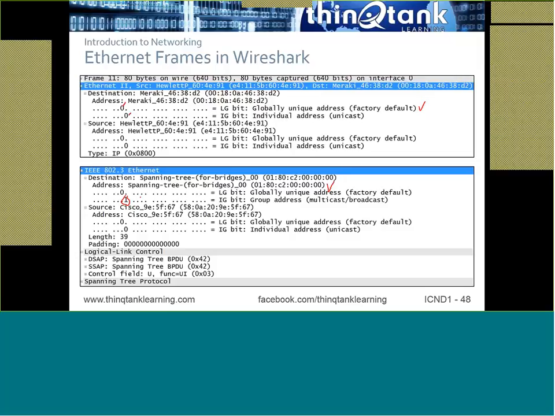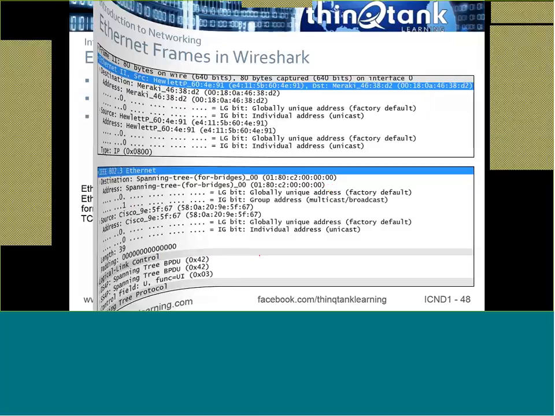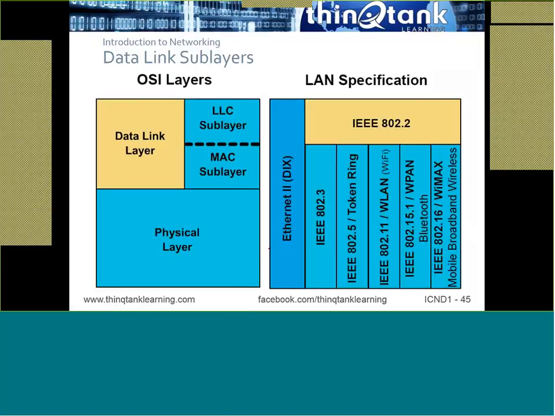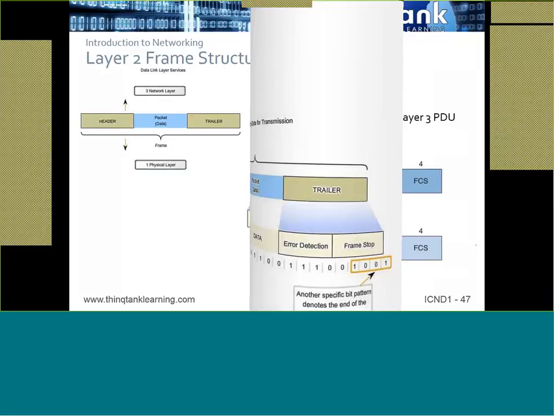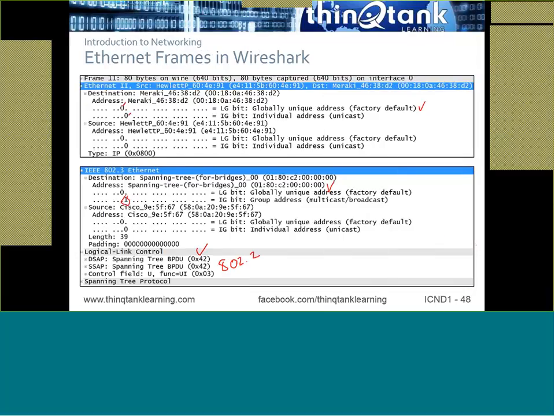All right? You'll also notice that we have something called LLC. If you remember, this is that 802.2 header. 802.2. Right? If you go back here, doesn't 802.2 correspond to the LLC sublayer? So that's what you're seeing here in this case. With 802.3 Ethernet, we have that 802.2 SNAP header. Okay? DSAP stands for Destination Service Access Point, and SSAP stands for Source Service Access Point. And it basically allows us to identify the protocol.